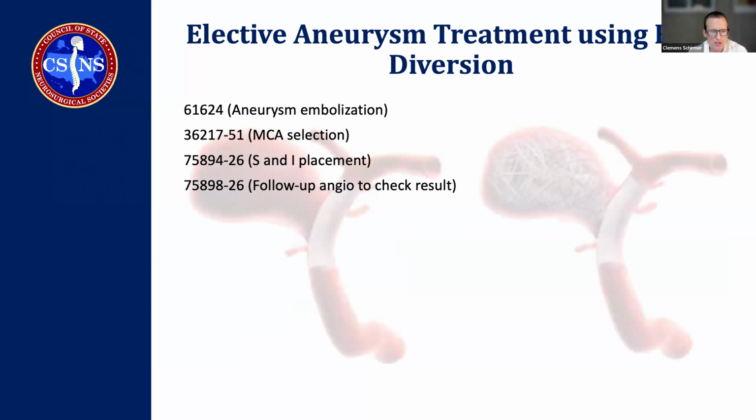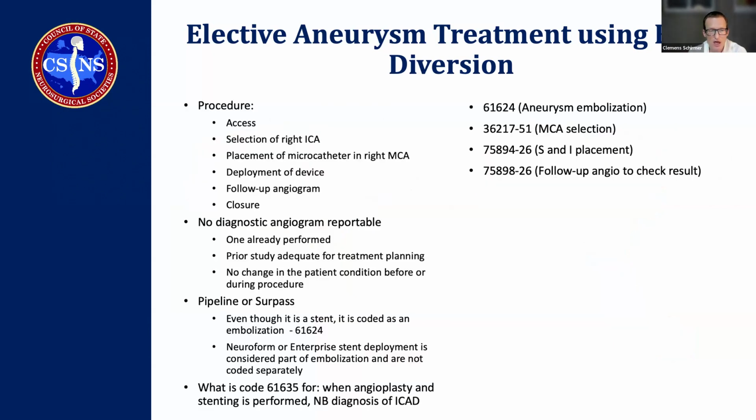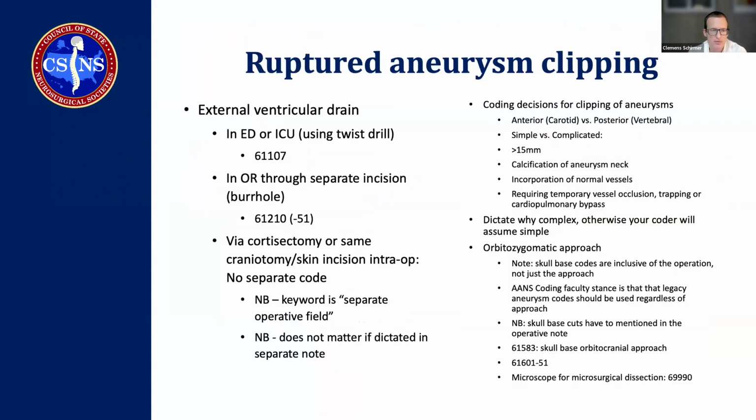And because the embolization code 61624 is describing simply that activity, you can bill for all the placements, all the selections, as well as all the potentially required diagnostic angiography, if you don't have one from before, separately. So it depends on where you're coming into this in your procedure. You may be able to bill for a number of these things.